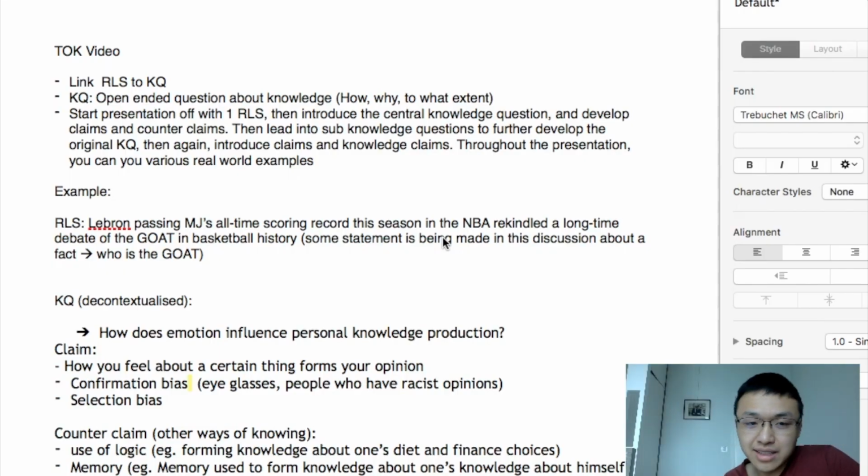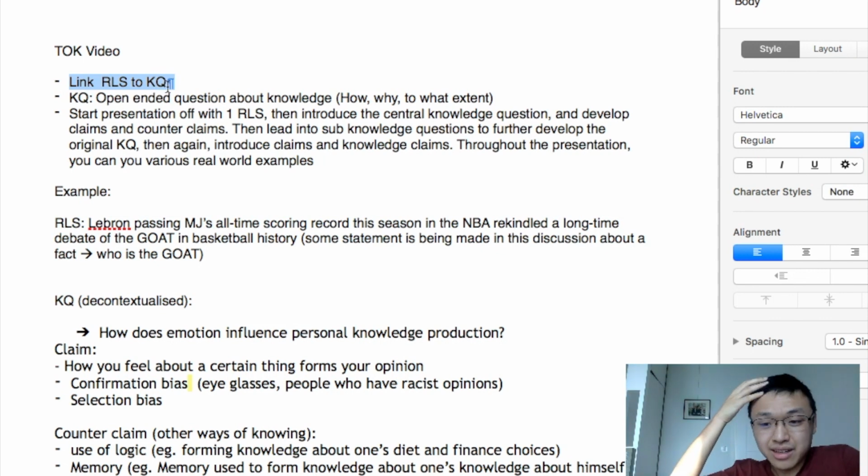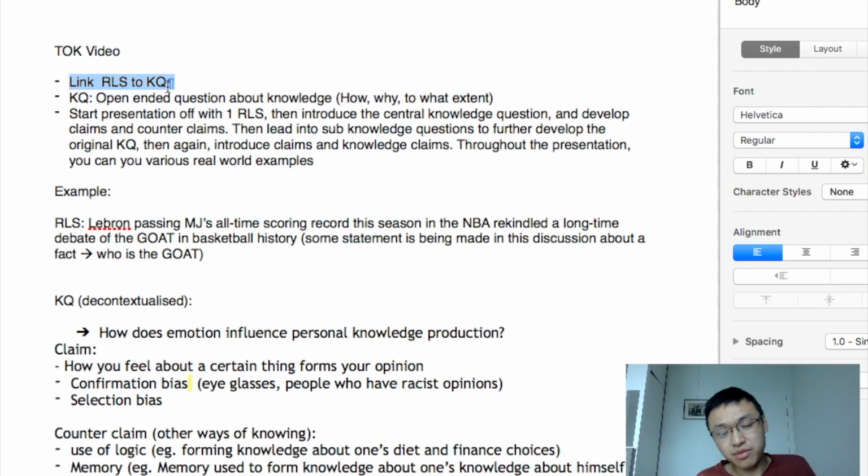Let us look at the framework of the TOK presentation. Actually, it's very simple. A lot of teachers at school like to overcomplicate it, but to get an A, it's simpler than you think. First, you want to introduce a real-life situation, an interesting real-life situation. It can be anything, right? And then you link that real-life situation to a knowledge question. So because of this real-life situation, there's a knowledge question that you have come up with.